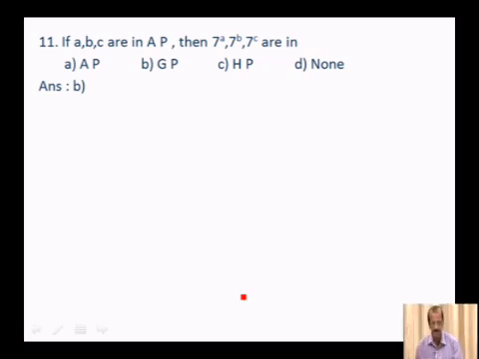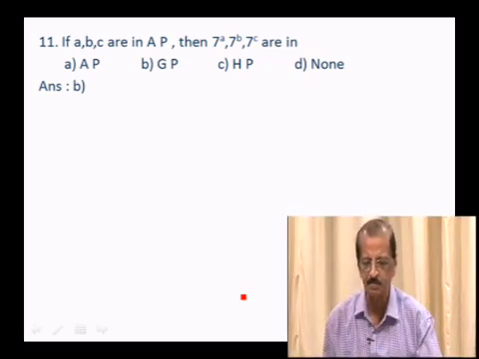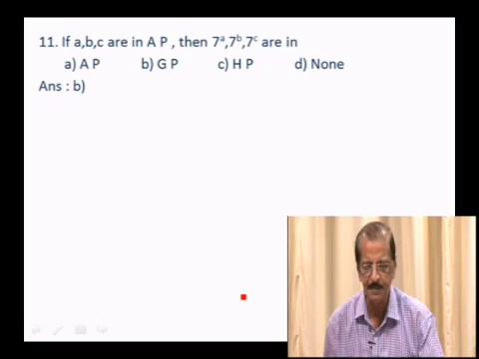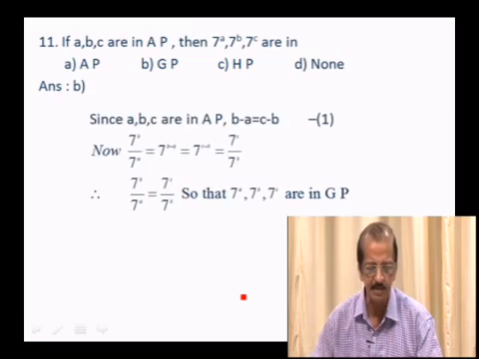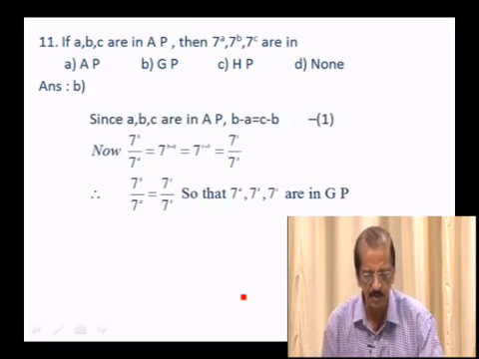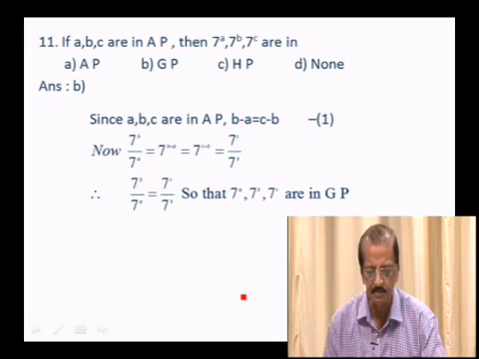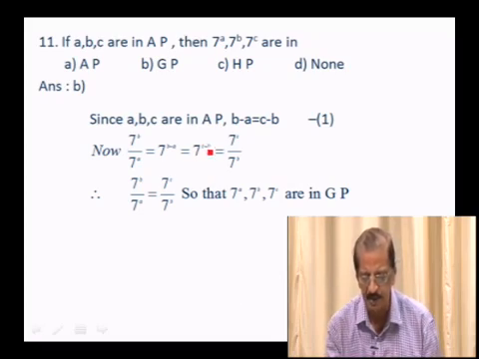If A, B, C are in AP, then 7 to the power of A, 7 to the power of B, 7 to the power of C are in AP, GP, HP, or none of these. So it is very easy. You just calculate 7 to the power of B over 7 to the power of A. It is 7 to the power of B minus A. Since A, B, C are in AP, 7 to the power of B minus A is equal to 7 to the power of C minus B. So it is 7 to the power of C over 7 to the power of B.